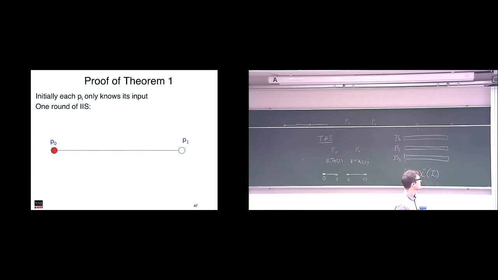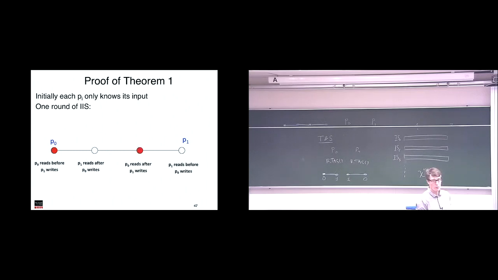How do we model this? Well, the model is like before. The initial state is P0, P1. Let's say P0 has input 0 and P1 has input 1, for example. The goal for them, after some number of iterations of the immediate snapshot memory, is to get the output, to produce some decision value, 0 or 1. There are only two values proposed. Initially, Pi only knows its own input.